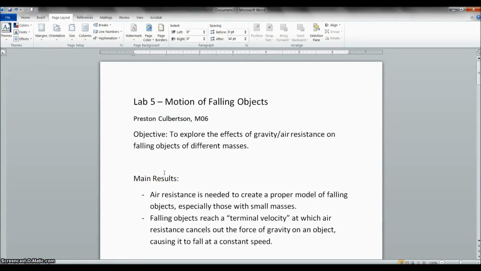I'm in lab section MO6, and today I'm going to be going over lab 5, which is the motion of falling objects. My main objective of this lab was to explore the effects of gravity and air resistance on falling objects of two different masses.